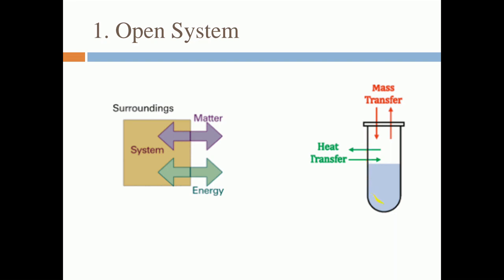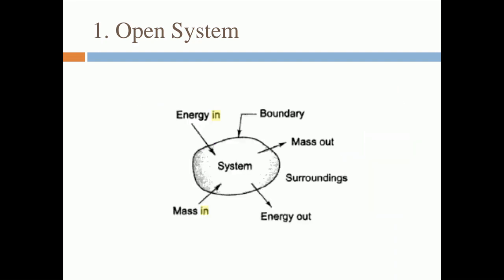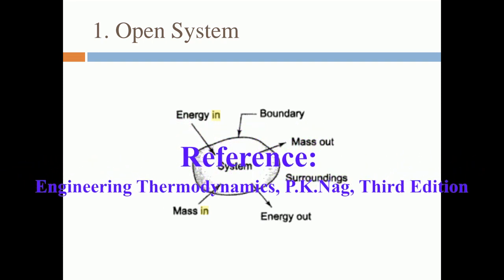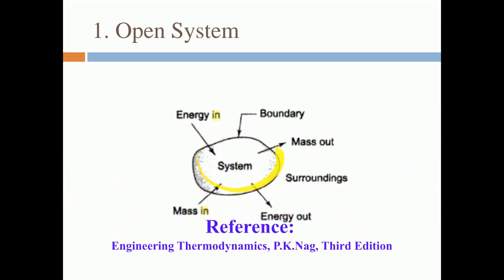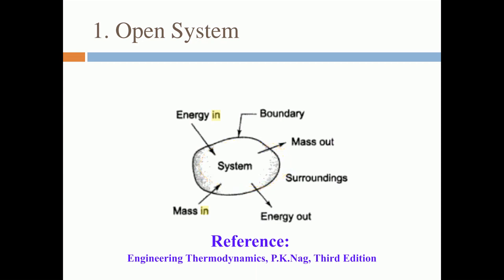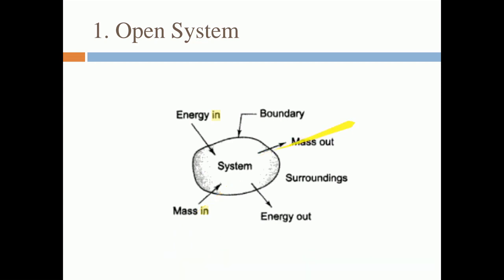Here there is one liquid contained in an open vessel. So here mass is also in and out and energy is also in and out. Energy can cross the boundary and mass can also cross the boundary of the system. So that type of system is known as open system. You have to draw this kind of figure when there is a question in the GTU exam. Draw one figure that is the system and energy in, energy out, mass in, mass out. So that system is known as open system.